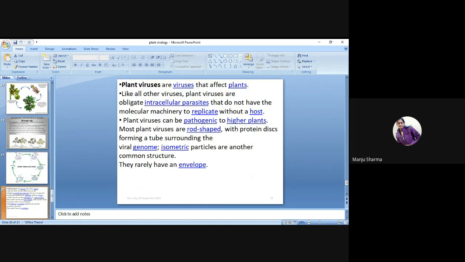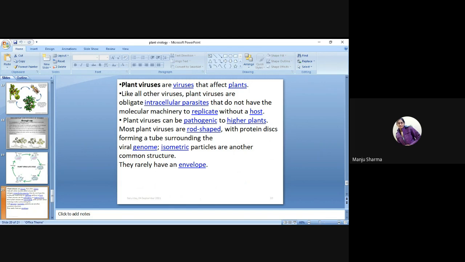Plant viruses are viruses that affect plants. Like all other viruses, plant viruses are obligate intracellular parasites that do not have the molecular machinery to replicate without a host. Plant viruses can be pathogenic to higher plants.